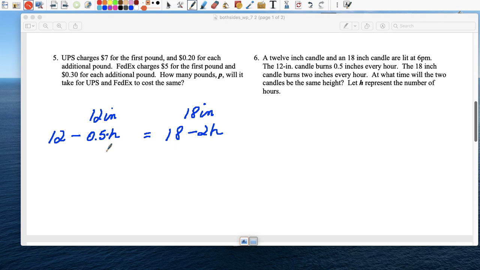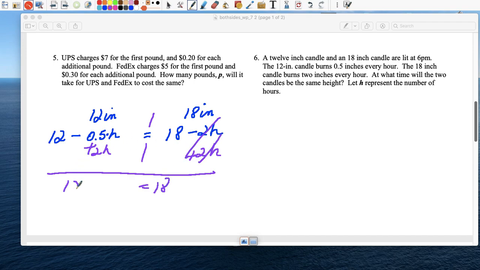We're going to get rid of the 2h here. There's no distributive property, sorry. Can I combine like terms? No. But there are variables on both sides, and negative 2 is the smaller coefficient. So I'm going to do plus 2h here, plus 2h here. Here I get 18, because these two go away. And here I get 12, and then negative 0.5 plus 2 is plus 1.5h.